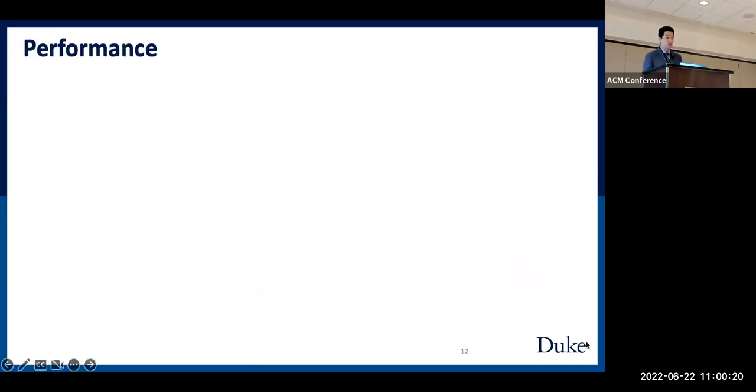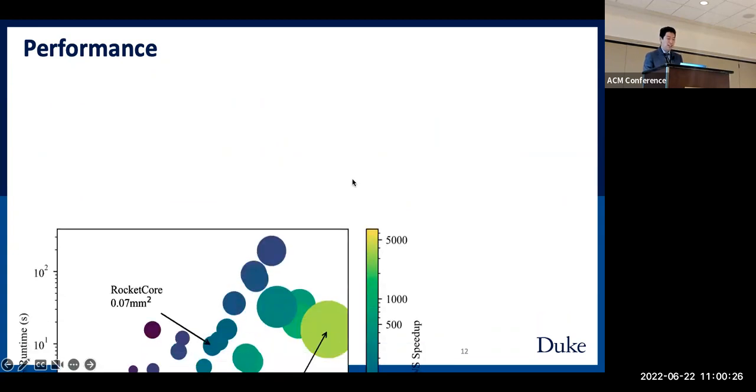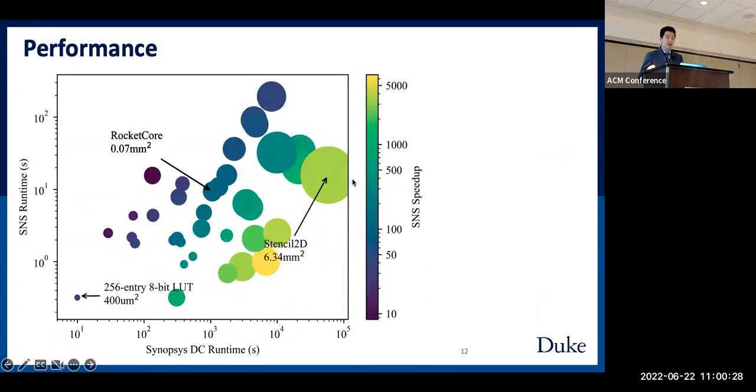But let's go back to why we made SNS in the first place: the need for speed. In this graph, we plot SNS execution time as a function of the execution time for the Synopsys Design Compiler. The size of each circle signifies the final area of the design.